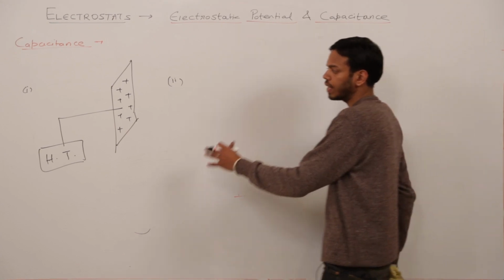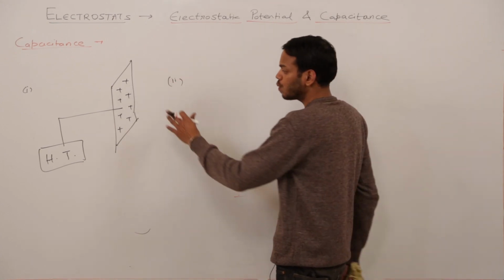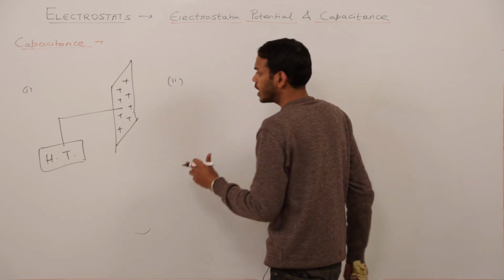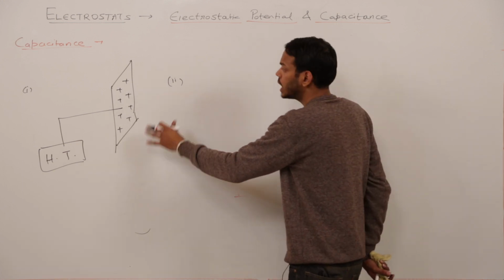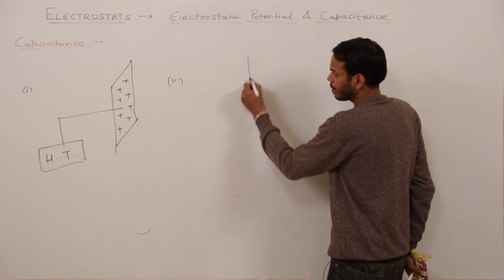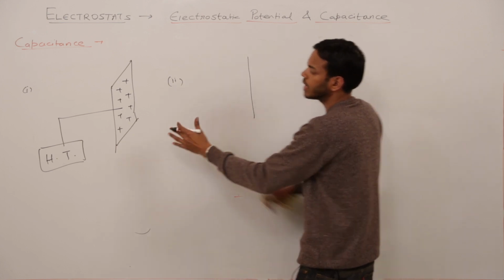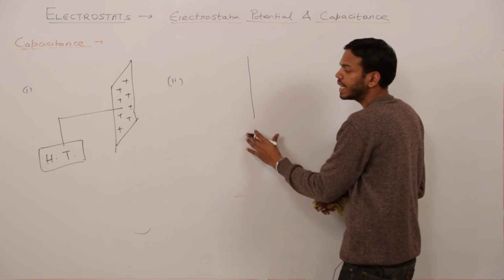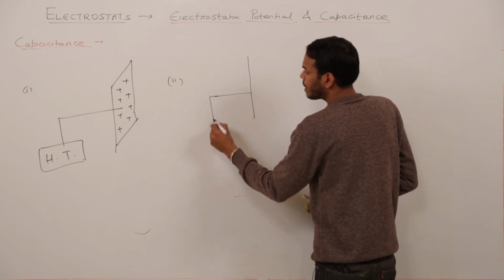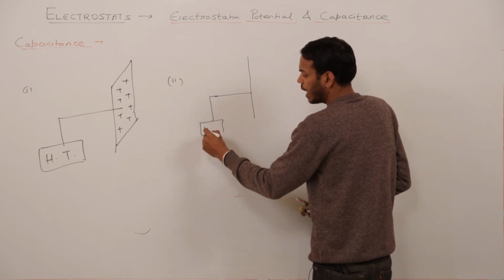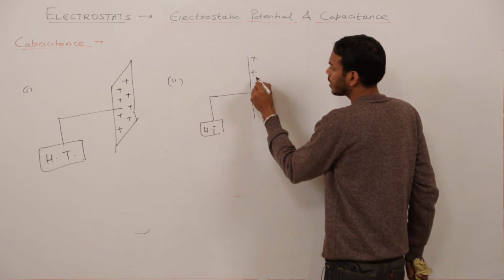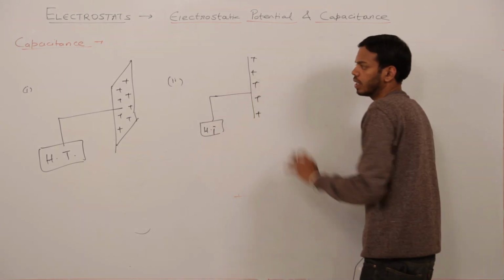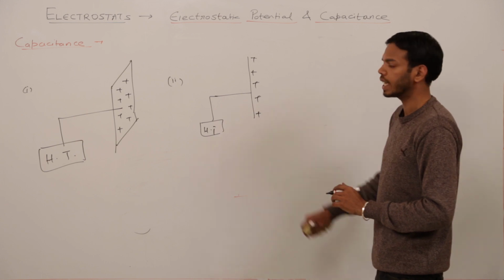Now what we have is one plate which is full of charge up to the saturation limit. I'm representing this plate in this way. This is my plate, just a tilted face. I'm representing it from the sidewise. This is my high tension source, and here we have filled charge. This is the maximum amount of charge this plate can have.